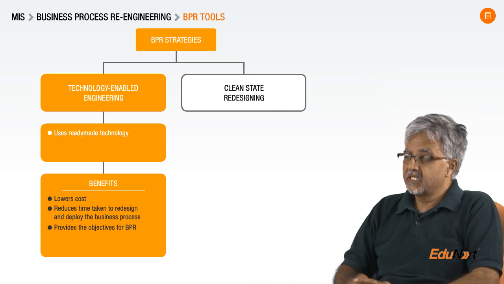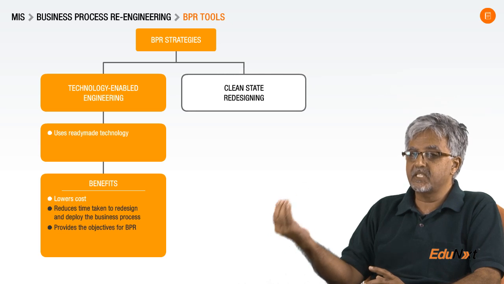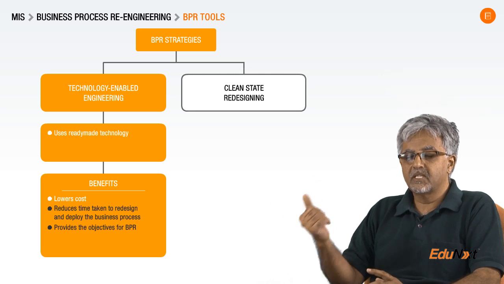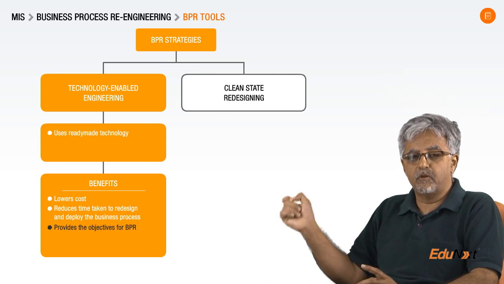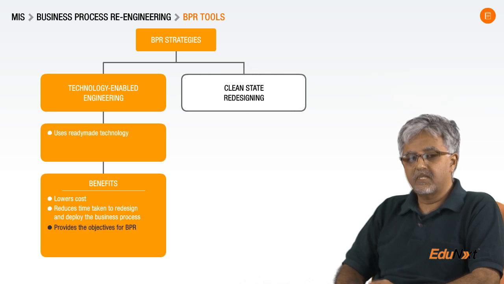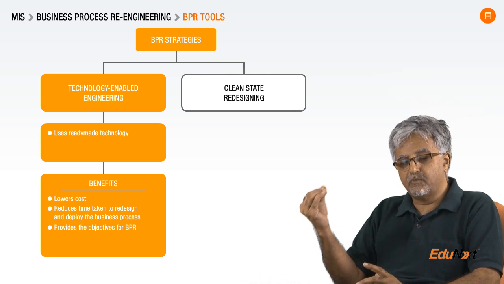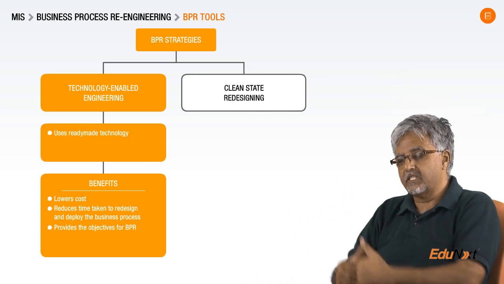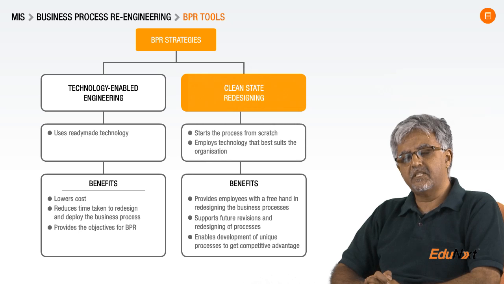What are the benefits? Lower cost. Because it's available off the shelf, it doesn't have to be customized, probably mass market, relatively low cost. It reduces time taken to redesign and deploy the business process because you can use it right away. And the product itself, the technology itself, provides the objectives for the business process redesign because they tell you exactly what it can do.